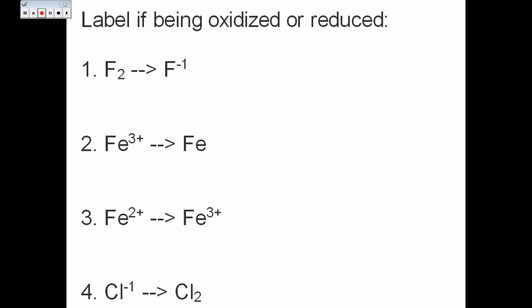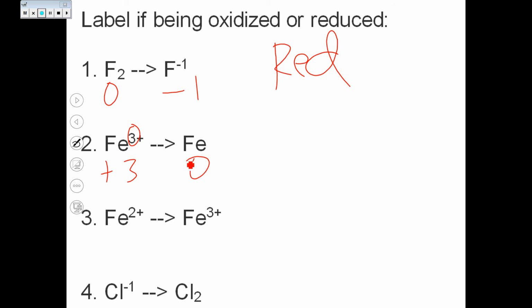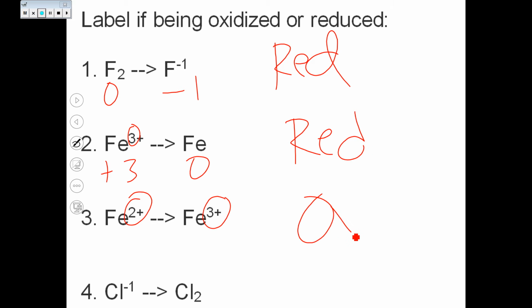All right, label if the following examples are being oxidized or reduced. So fluorine, it is elemental, it doesn't have an oxidation number, goes from 0 to -1, so it's being reduced. Iron goes from +3 down to 0, so it's being reduced. Iron +2 goes to +3, it's increasing, it's being oxidized. Chlorine is going from -1 to 0, so it is going up, so it's also being oxidized.